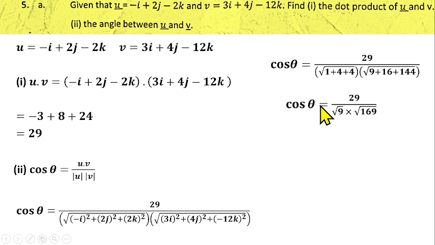So if you simplify that further, we have cos theta equals 29 over the square root of 9 multiplied by the square root of 169. The square root of 9 is 3, the square root of 169 is 13.